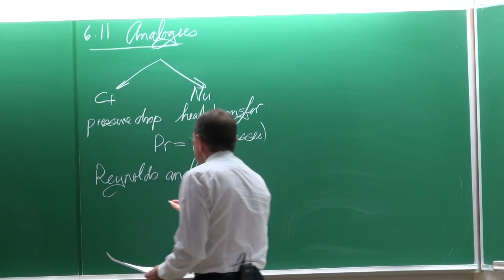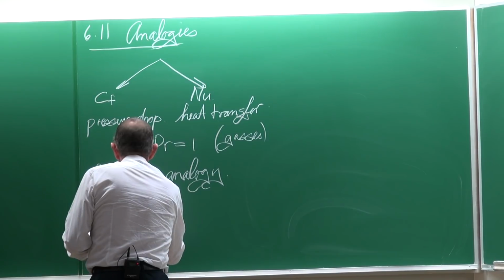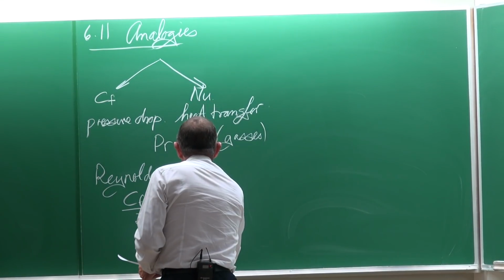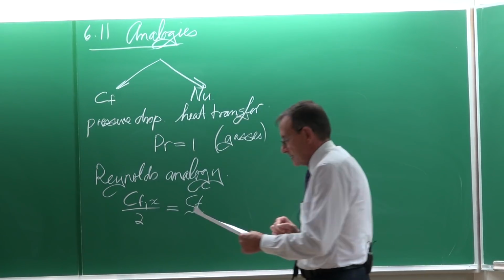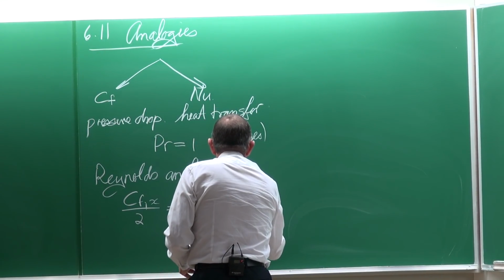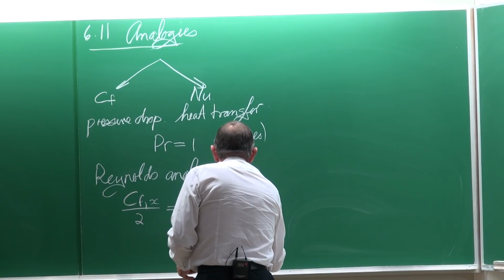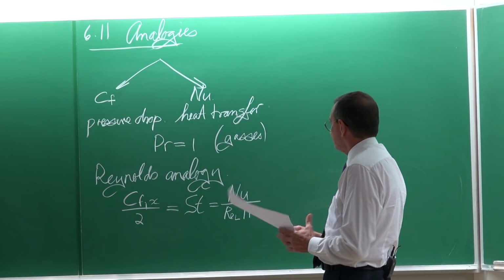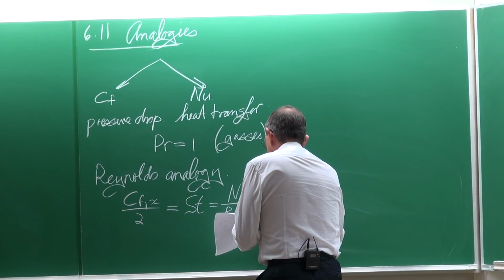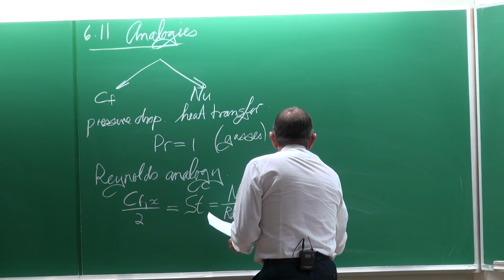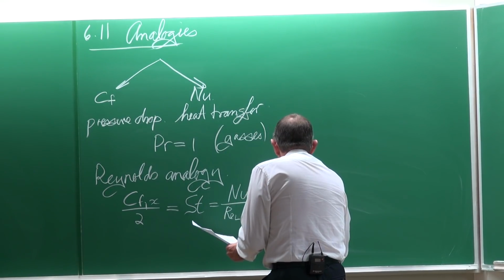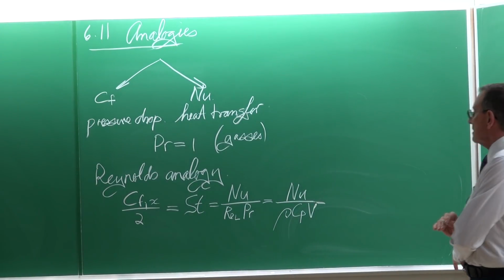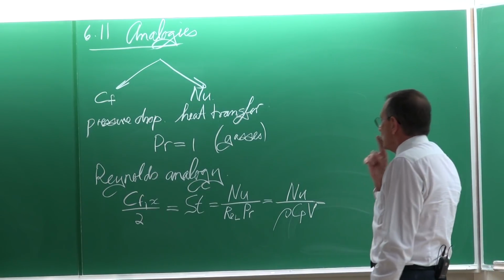And the Reynolds Analogy says that the skin friction coefficient divided by 2 is equal to the Chilton number. I'm going to define the Chilton number just now, which is then equal to the Nusselt number divided by the Reynolds number based on the length L, Prandtl number, or you can write it as the Nusselt number. When you multiply the Reynolds with the Prandtl, you can actually write it as rho Cp and V. Not so important, but this is the very important equation.